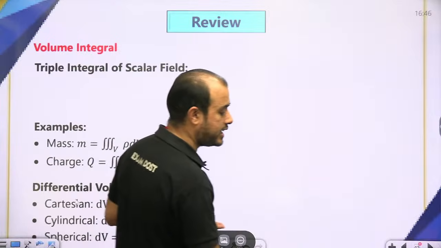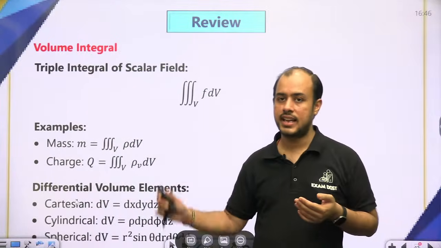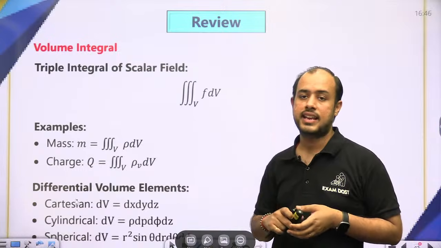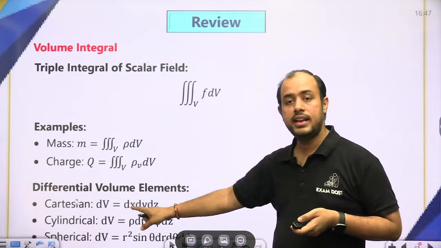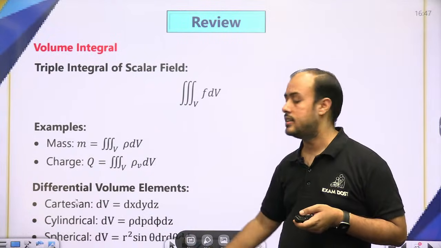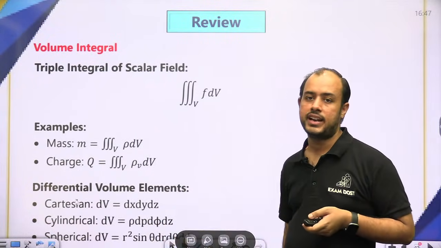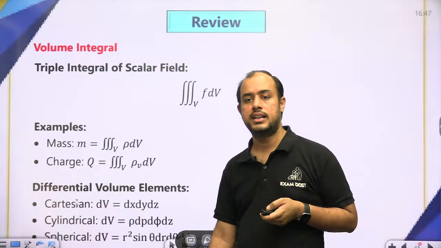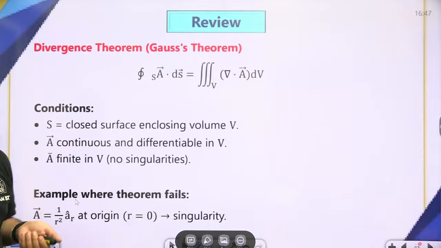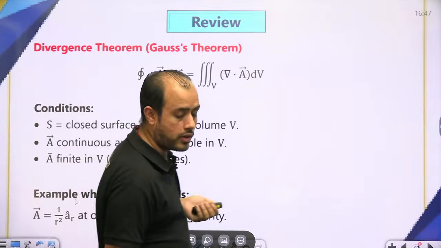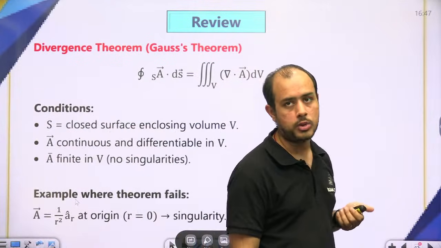For triple integration, we do the integration of a scalar function. dv is a scalar quantity. We can use it to calculate mass and charge. For dv in Cartesian, it is dx dy dz. In cylindrical, rho d rho d phi dz. Spherical, r squared sine theta dr d theta d phi. The divergence theorem says that we can convert a surface integral over a closed surface to a volume integral.